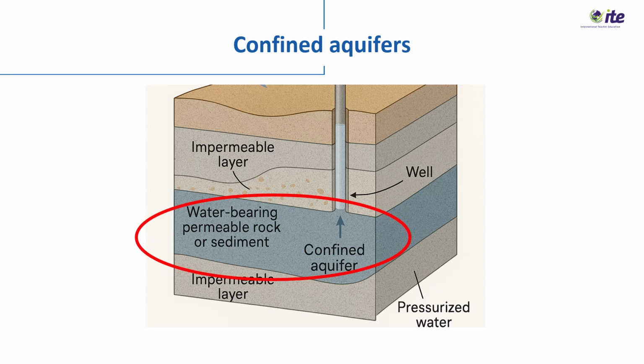Have you ever wondered how water can be stored deep underground, protected by layers of rock and sediment? Welcome to the world of confined aquifers, a vital part of our planet's hidden water system. A confined aquifer is a water-bearing layer of permeable rock or sediment, sandwiched between two impermeable layers. These impermeable layers, often clay or dense rock, act like seals, trapping water under pressure.